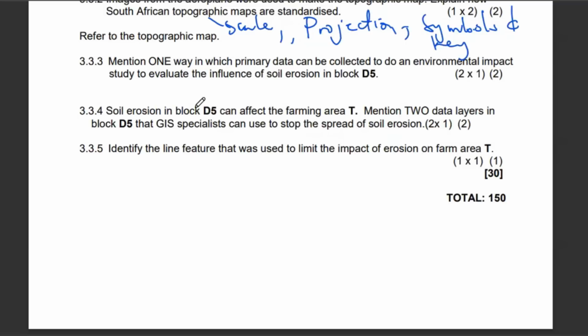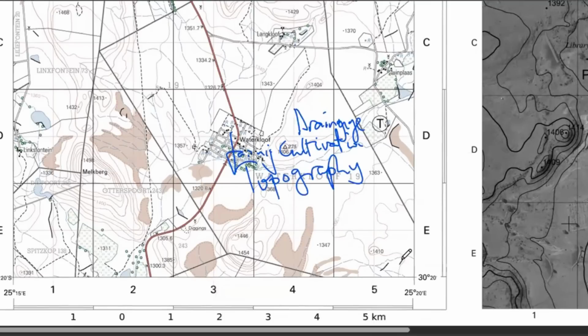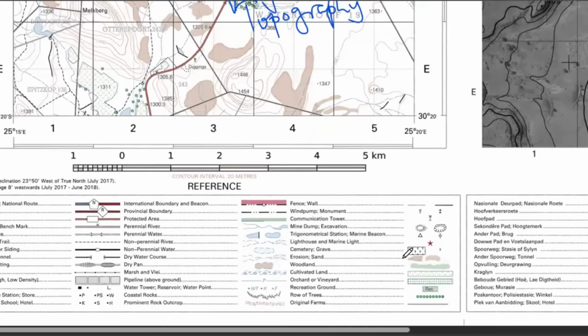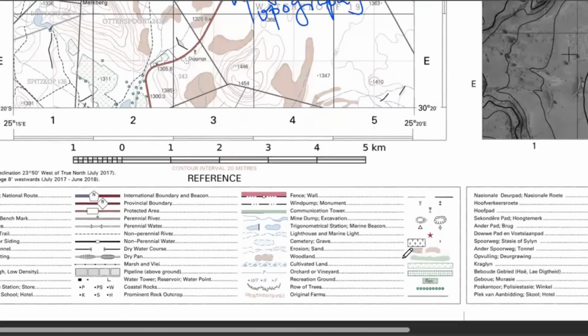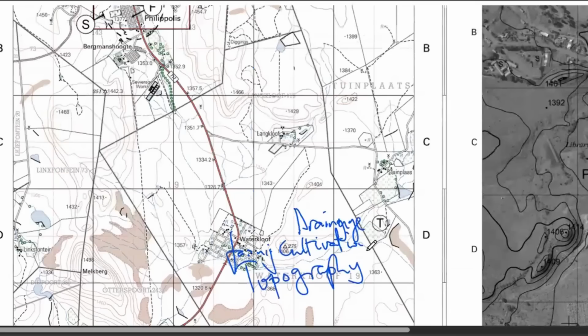A line feature that was used to limit soil erosion, farming area T. Right, if we check, we have this line feature, this black line here. What are those lines for? We check on our map. Right, if we check here, we can see that this black line is representing a wall. So apparently they have put a wall to stop erosion here.